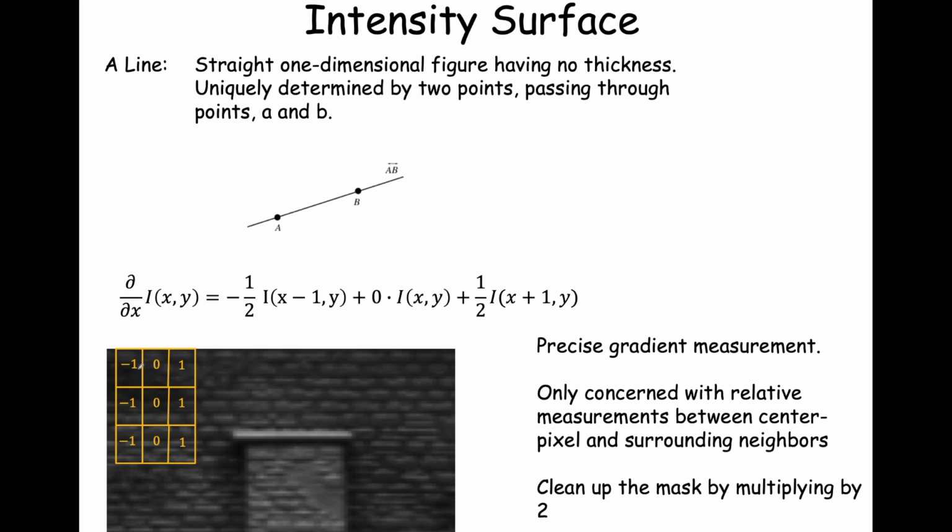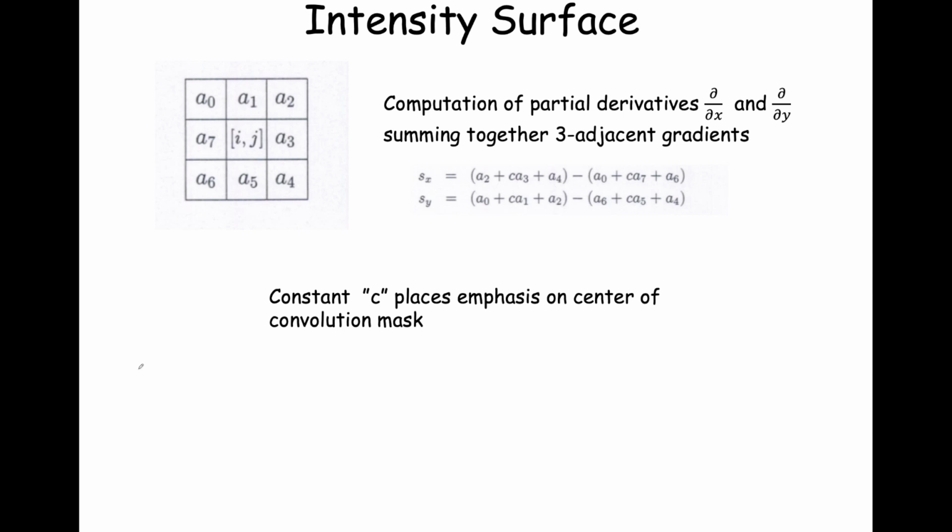We can simplify this mask, cleaning up this computation by multiplying it by 2. Well, if we're multiplying it by 2, all of these halves go away. The negative halves and the positive halves go away, and we're left with -1 and +1, and the 0 doesn't change. So we're going to clean this up because we only care about the relative difference, not the precise gradient measurement. Okay, and so this is a generic depiction of our convolution mask that's going to calculate these edges.